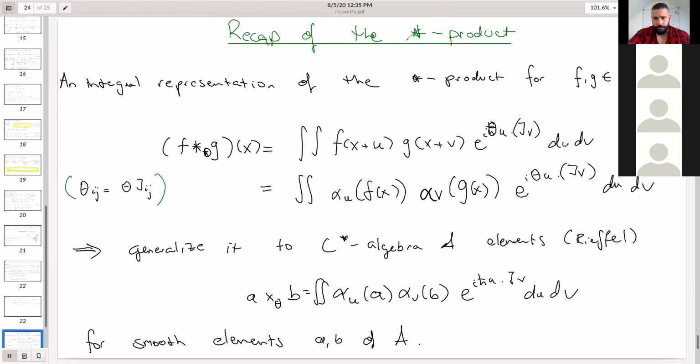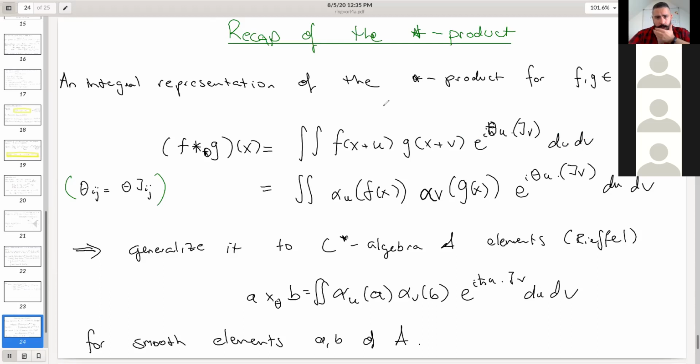Now, last time I mentioned this warp convolution, and there's an integral representation of the star product. So how does this warp convolution depend on the Rieffel product and on the star product? Basically, the integral representation of the star product is given by this one, which can be understood as a translation of x, of f of x, with respect to the vector u, and the translation of g with respect to the vector v.